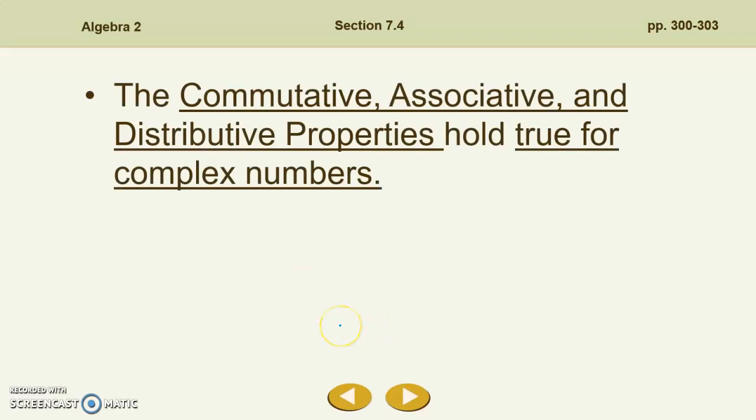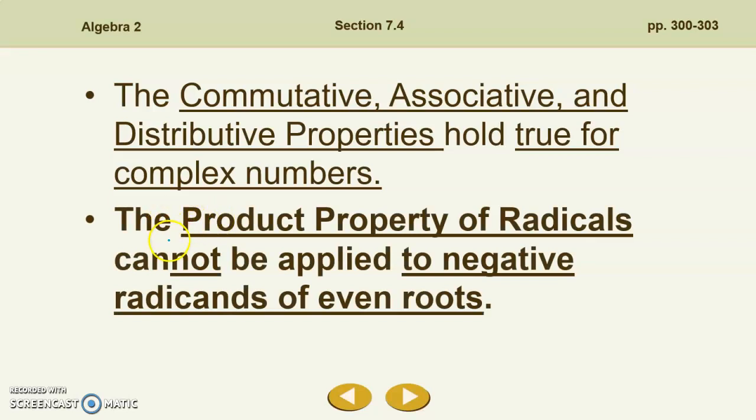The commutative, associative, and distributive properties hold true for complex numbers. But the product property of radicals cannot be applied to negative radicands of even roots. So the product property says, for example, that I can take square root of 6 times the square root of 8, and that's equal to the square root of 48. It does not work with negative radicands of even roots.